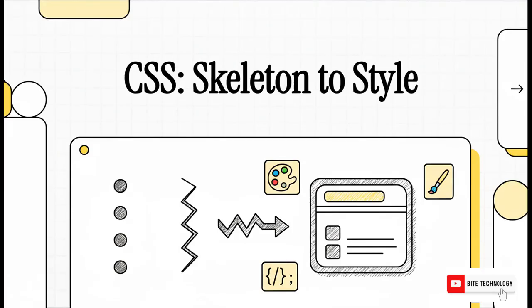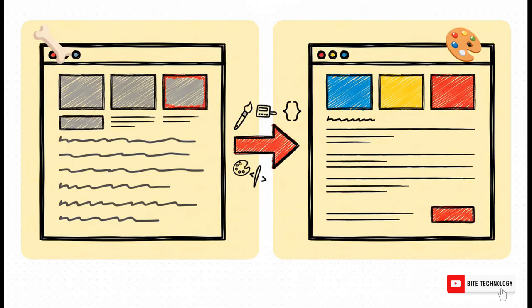Ever wondered what turns a plain, kind of boring list of text into a beautiful, engaging website? Well, the secret ingredient is a language called CSS. And today, we're going to pull back the curtain and see exactly how it works and what makes it so incredibly powerful. I mean, just look at this.